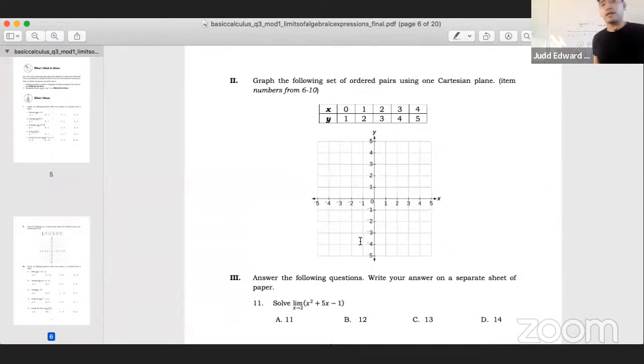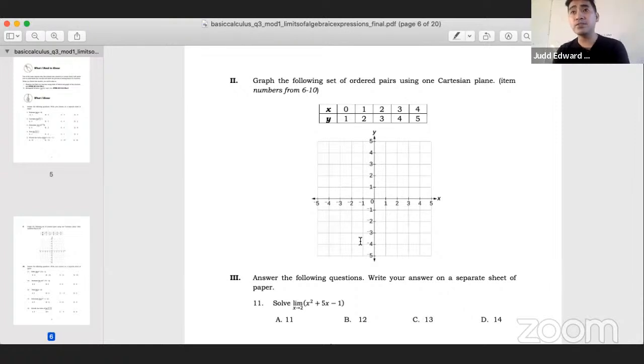Okay. So dito sa graph, ipapakita ko sa inyo kung paano ba siya na-apply dun sa limit na meron tayo. For example, as x approaches 0, the value of the limit is 1. As x approaches 1, the value of the limit is 2. As x approaches 2, the value of the limit is 3. As x approaches 3, the value of the limit is 4. As x approaches 4, the value of the limit is 5. And if you will be graphing this one, it is just one straight line.